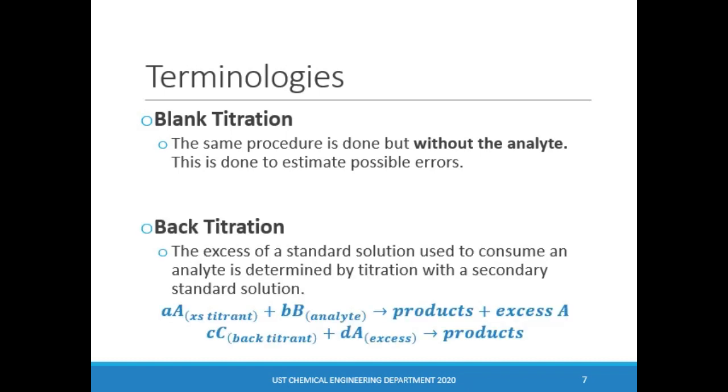Next, back titration. This is also called indirect titration. This is generally a two-step analytical technique wherein the analyte B is first reacted with excess amount of the titrant A with known concentration. Then, the amount of the excess titrant A is determined through direct titration using a different substance as the titrant.